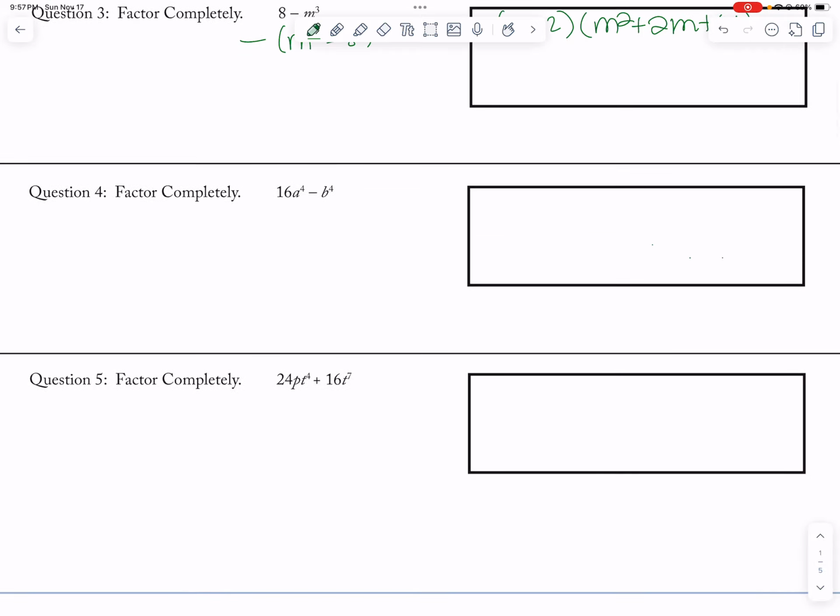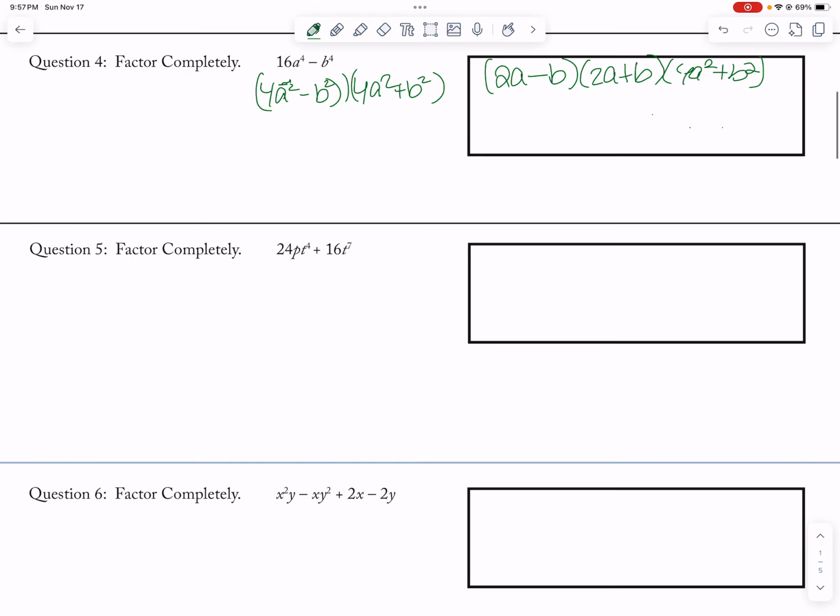And then this factors to a difference of squares, so this would be 4a squared minus b squared. And then a 4a squared plus b squared. And then this is 2a minus b, 2a plus b, and a 4a squared plus b squared. Okay. And then t to the 4th and a 4.